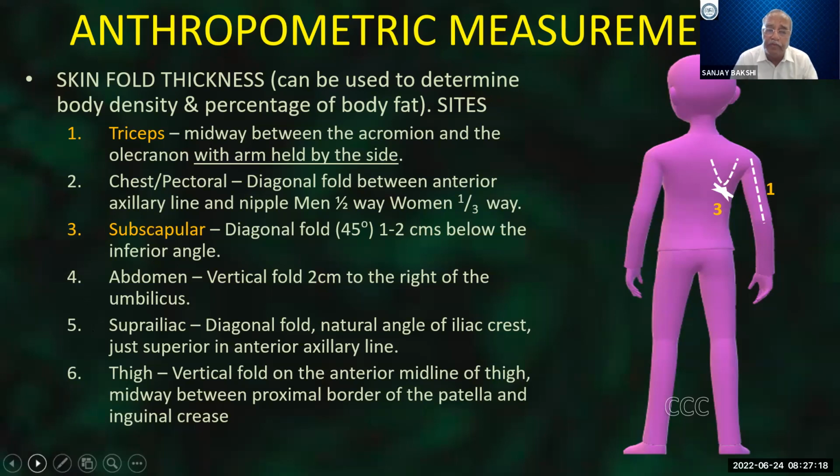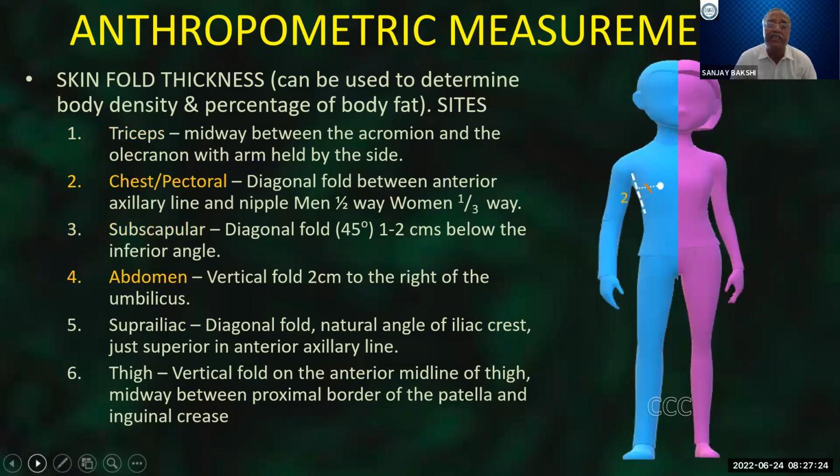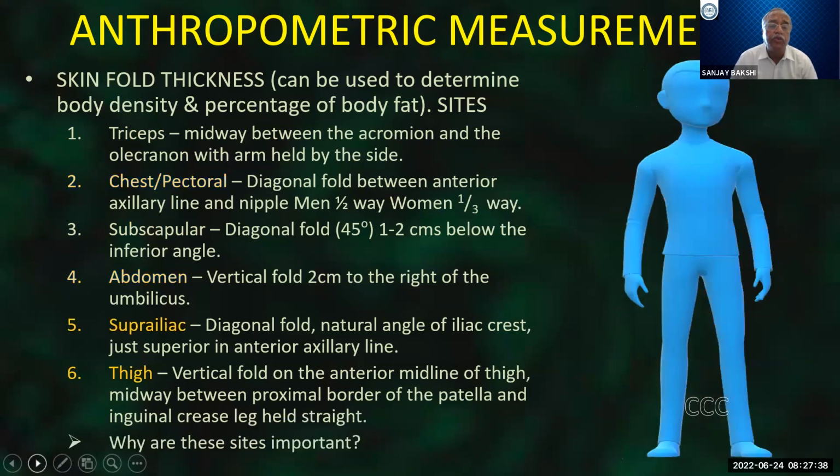If you're doing well with nutrition, you're then going to be asked what the others are. The chest or pectoral, a diagonal fold between the anterior axillary line and the nipple line, halfway in men, one third of the way in women. The abdomen, which is 2 centimeters to the right of the umbilicus. You also have the suprailiac, a diagonal fold at the natural angle of the iliac crest, just superior to the anterior axillary line, and the thigh. Now, there's a reason why these sites are important. We normally see just the triceps skin fold. But do you know why these sites are important, and for which particular nutritional assessment?